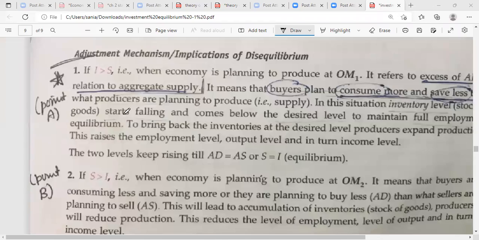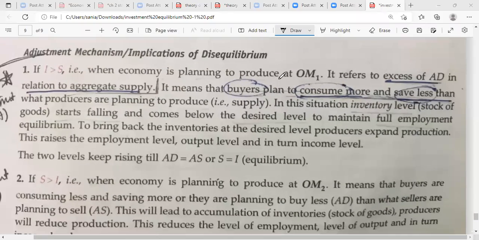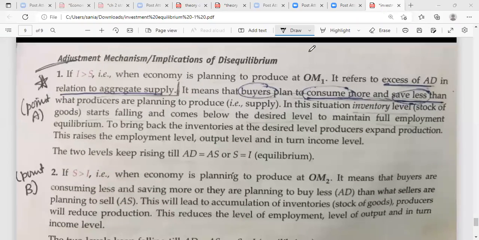Okay. So now coming to the same thing. Now the question is, you already know when your I is equals to S, at that time that is known as consumer equilibrium. But what if when your I is greater than S? Okay. So this means when economy is so it refers to excess of aggregate demand in relation to aggregate supply, right? Because I is part of AD is equals to C plus I, right? So I is part of aggregate demand. So it refers to excess of aggregate demand in relation to aggregate supply. Clear? Because S is a part of supply, aggregate supply. So it means buyer plan to consume more and save less than when producer are planning to produce. Clear? So in this situation, second point will be from here.